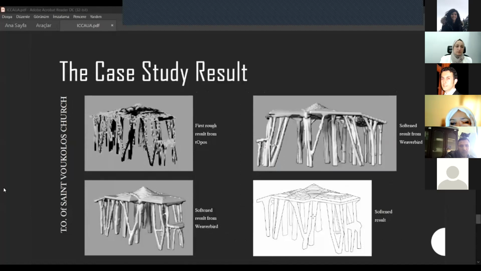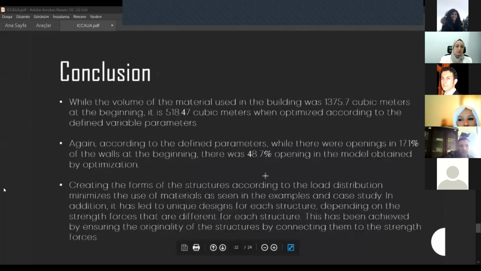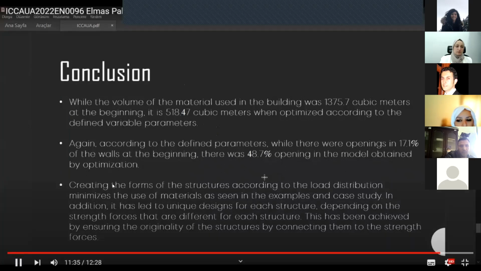Here is our result. The first picture is the first optimized design, and the others show the results that are softened and closer to architectural practice, actually. In conclusion, while the volume of the material used in the building was 1,375.7 cubic meters at the beginning, it's approximately 520 cubic meters when optimized according to the defined variable parameters.